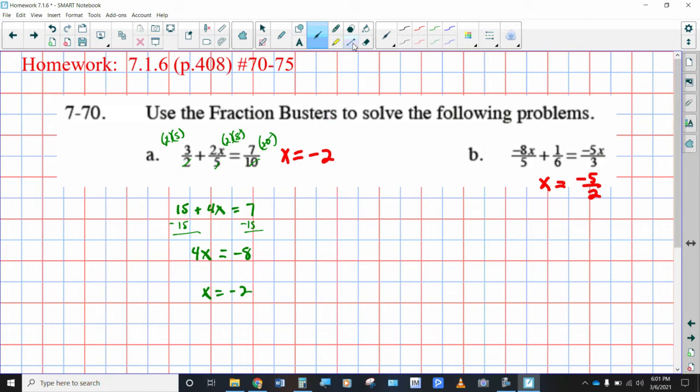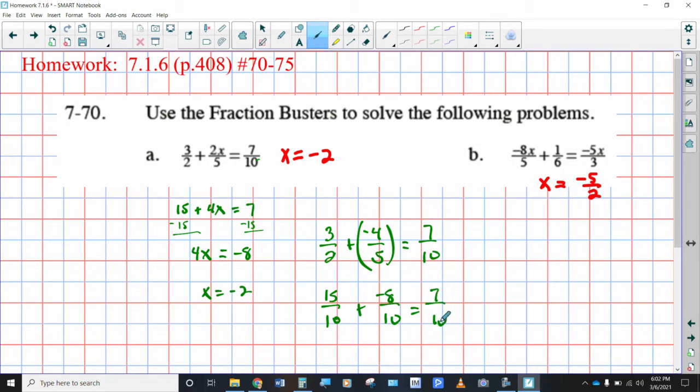Now, we should check. Let's make sure that this absolutely was correct and it works. If I plug in negative 2 here, that becomes negative 4. So for the check, it's 3 over 2 plus negative 4 over 5 is supposed to give us 7 over 10 for an answer. So I'm going to change these both. So this becomes 15 over 10. This is going to become negative 8 over 10. And when you add those together, you get 7/10. Yes, you do. That means our answer is correct.